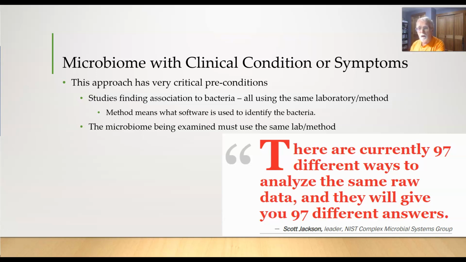And down there we have Scott Jackson, who basically states it very simply. You have 97 different ways to process the same raw data, as in FASTQ files or other physical data files, and you get 97 different answers.